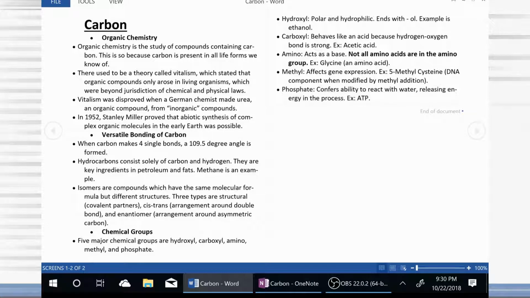So that is our three themes for today, which is organic chemistry, versatile bonding of carbon, and chemical groups in our video on carbon.